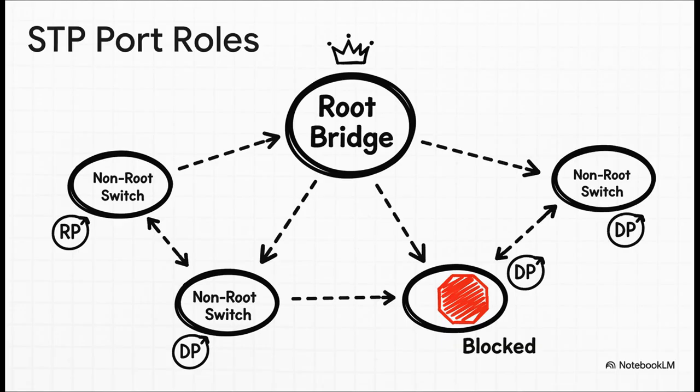Simple enough? Then, for every chunk of the network, the port that provides the best path away from the root becomes the designated port. And you know what happens to any port that's left over? Any port that would complete a loop? It gets put into a blocked state. It's not dead, just on standby, waiting for its chance to shine if another path goes down.